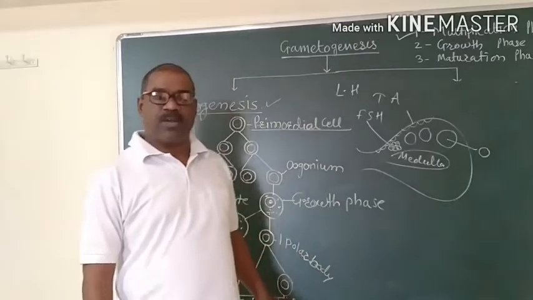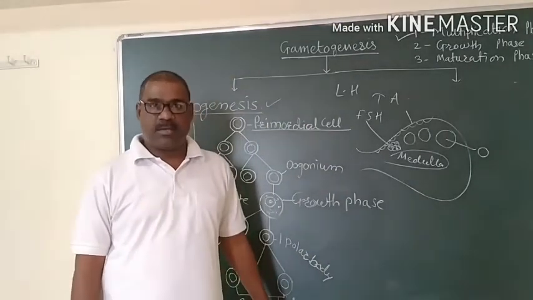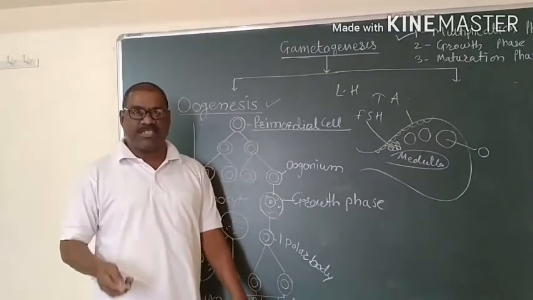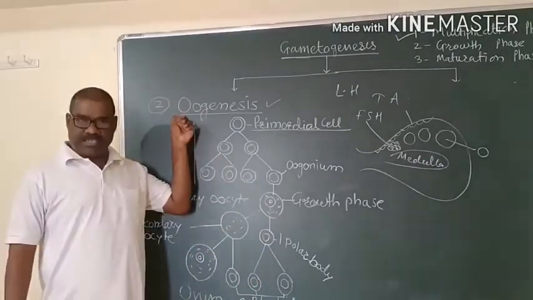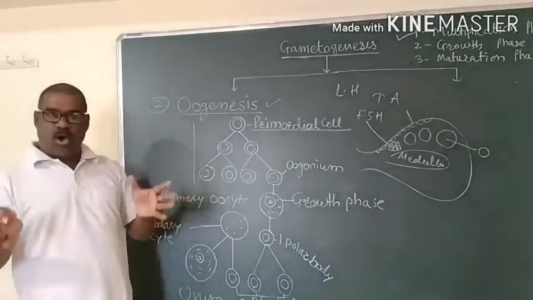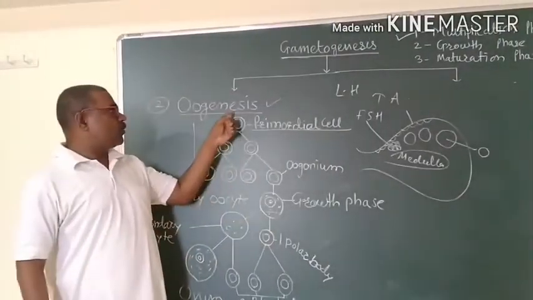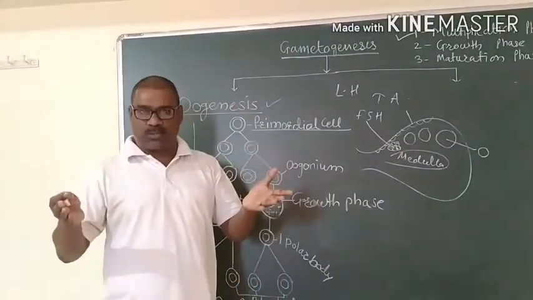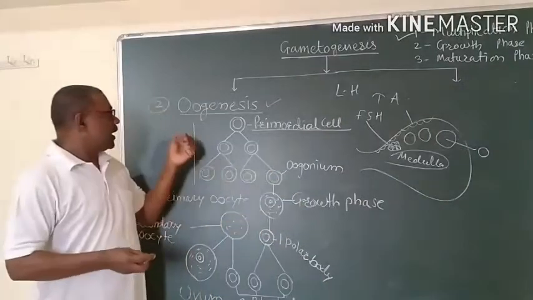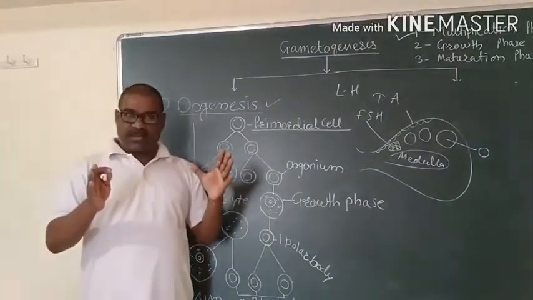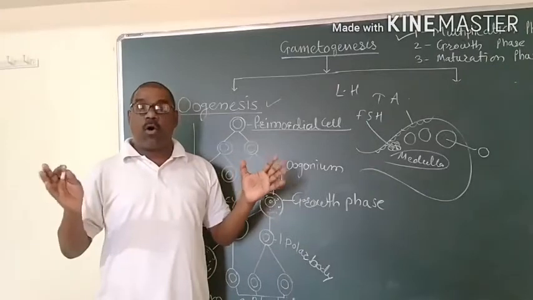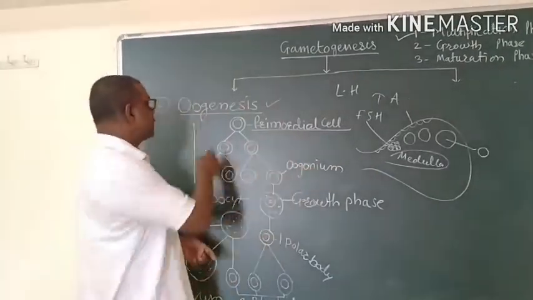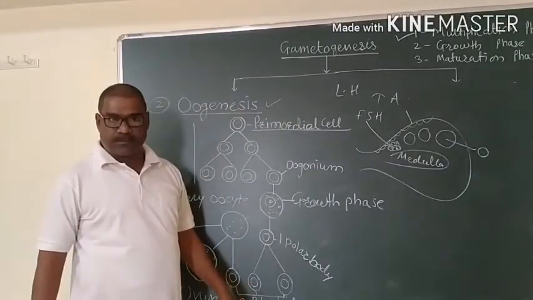Of the process of spermatogenesis? Okay. Then we focus on the second process of gametogenesis called oogenesis. We already saw what is meant by genesis. Genesis means to produce. Here, oo means oocyte or ovum, meaning here production of ova is called oogenesis.